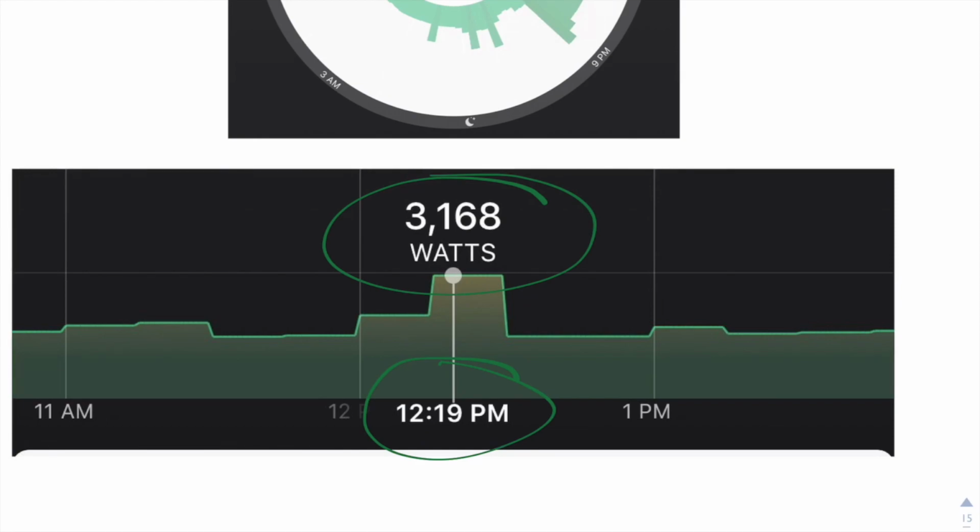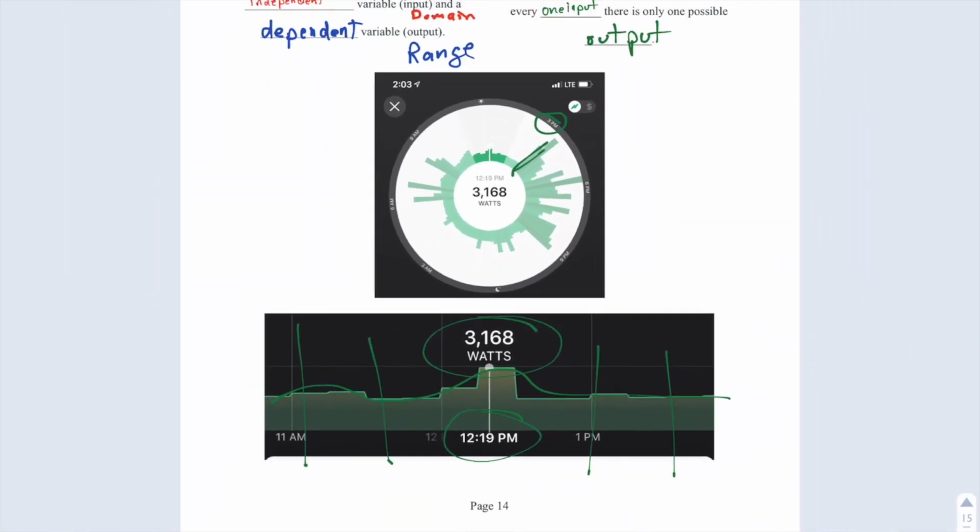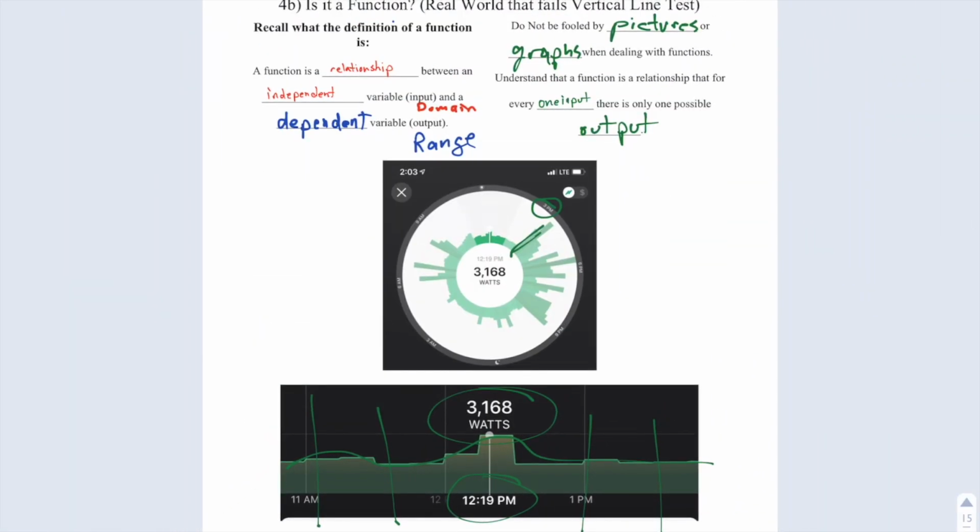But anyhow, this is more function-esque, to where wherever we draw a time, it's going to pass the vertical line test. So just be super, super careful of not being fooled by things like this, and understanding that it is a relationship where an independent variable that's in a domain has one dependent variable in the output of the range.